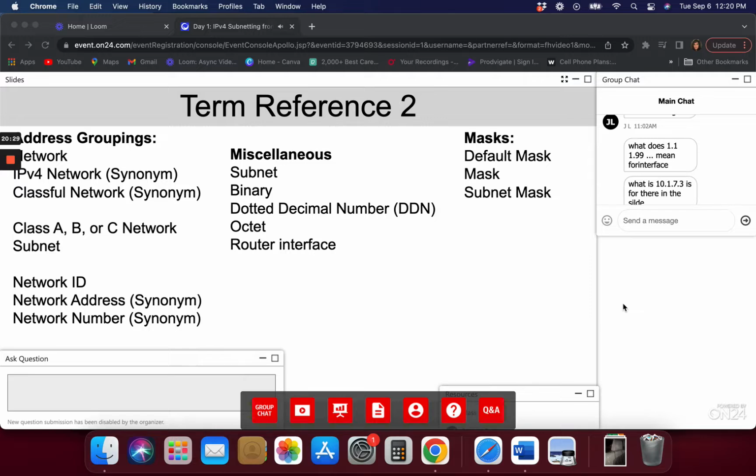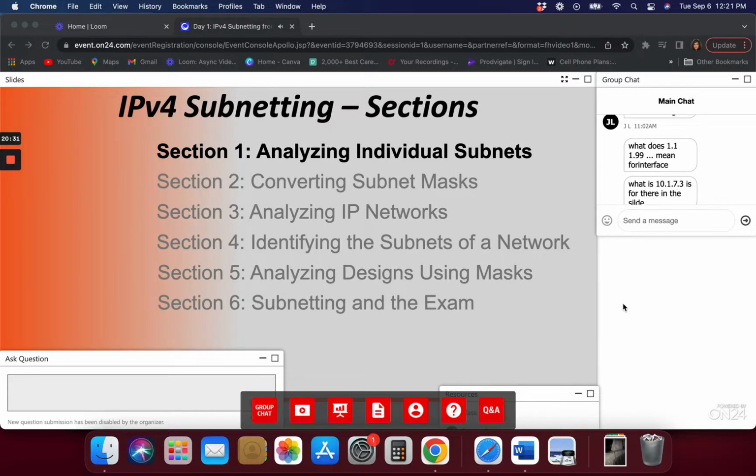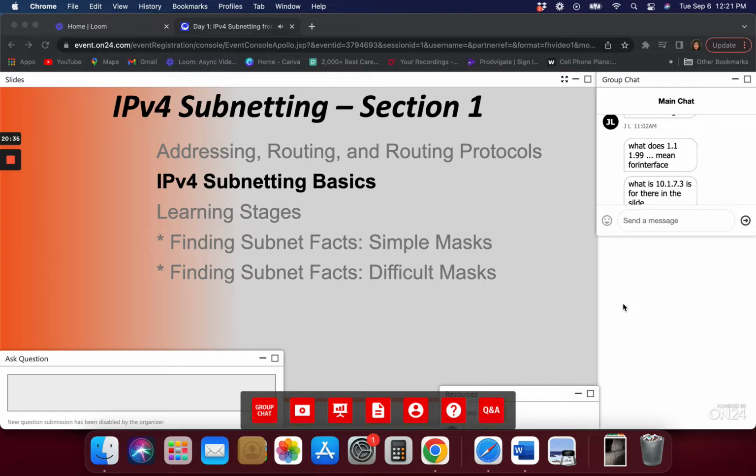So, in thinking about this idea of individual subnets, next we're going to talk about subnetting basics. But first, as I typically do, I'll look every once in a while and see if we've got any questions in the queue.